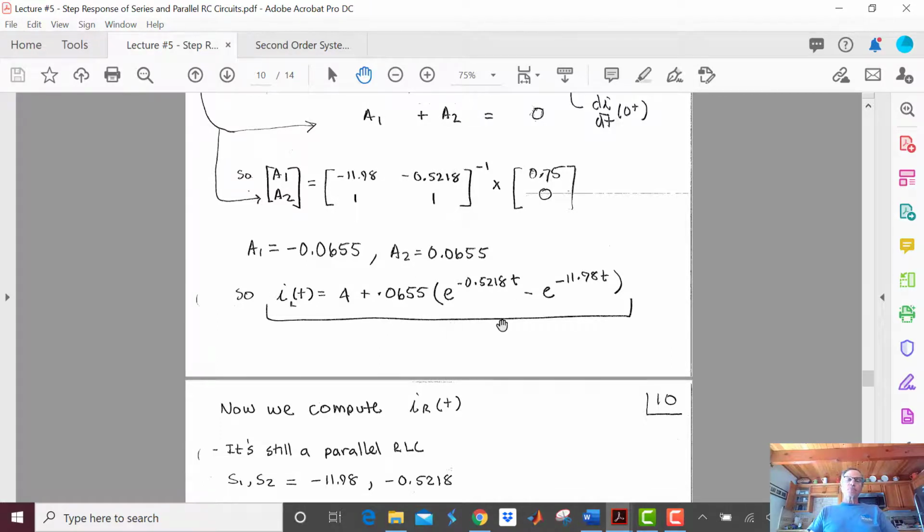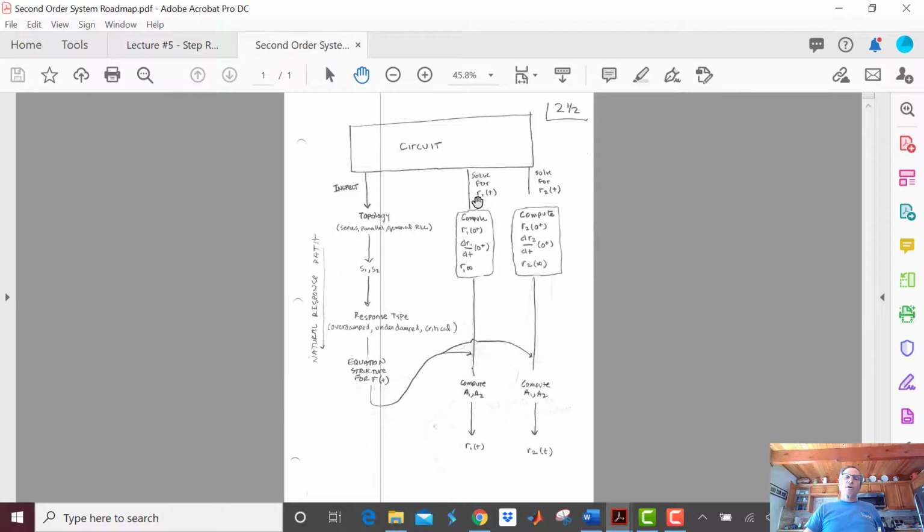Is it reasonable? Well, at t equals 0, I'm going to have 4 plus 1 minus 1, so I'm going to have 4 amps. If t equals infinity, then these are both going to be 0, and I'm again going to have 4 amps, so that looks pretty good. If I wanted, I could take the derivative and make sure my di/dt is right at 0 plus. But here is our first result. What we did, we solved for I L of t.